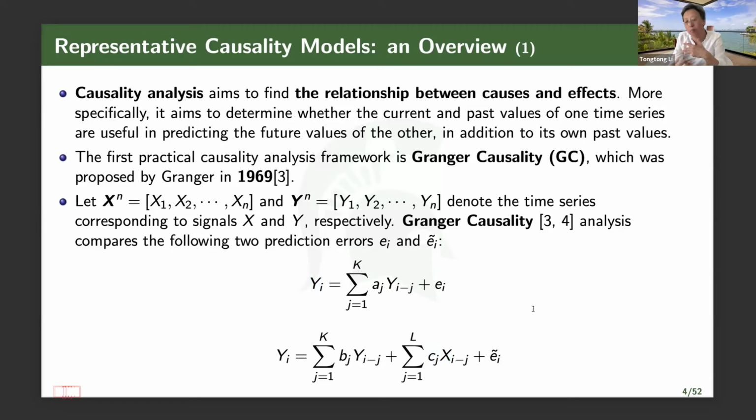So we can see that Pearson correlation only considers whether the two time series are synchronized. However, causality is considering whether the current and past values of one time series could help to predict or could have impact on the future values of the other. So it can actually consider a process. They take the delay in time into consideration. That is why sometimes they're not synchronized.